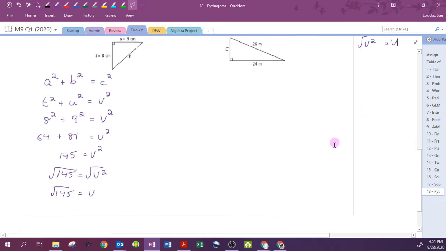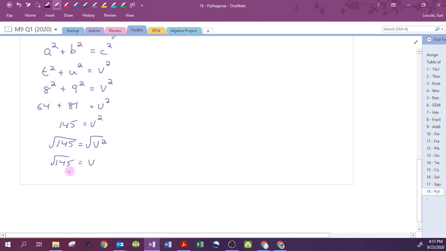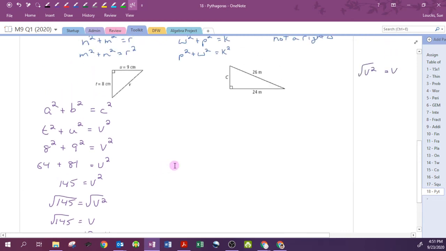Okay, and then you take your calculator and you get that v equals, and you'll find the square root button on your calculator. I can help you if you need that. And that comes out to 12.04 and a bunch of other digits. So we'll just leave it at 12.04. All right. One more example.